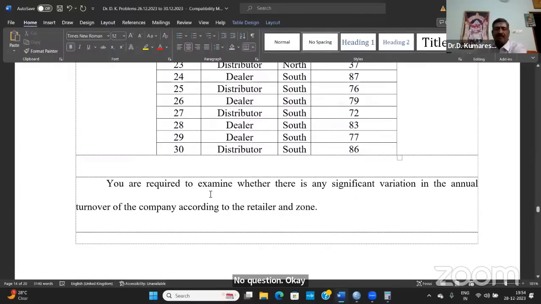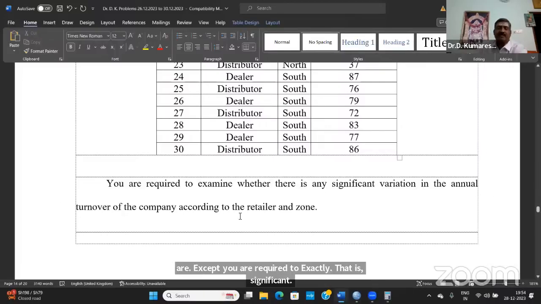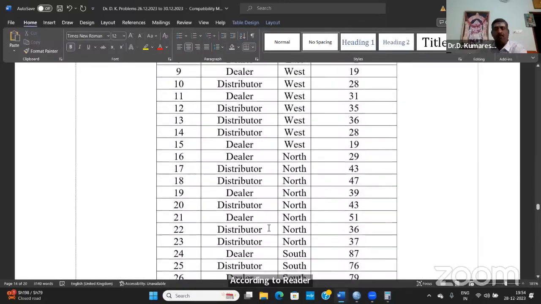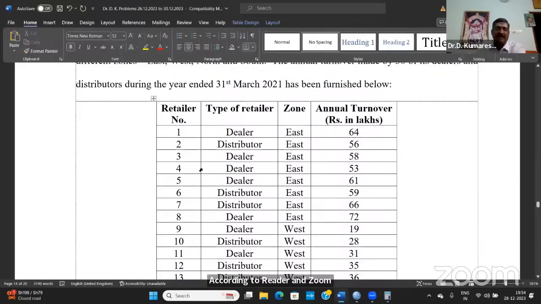You are required to examine whether there is any significant variation in the annual turnover of the company according to retailer and zone. Since there are 2 independent variables and 1 dependent variable, we have to apply two-way ANOVA.